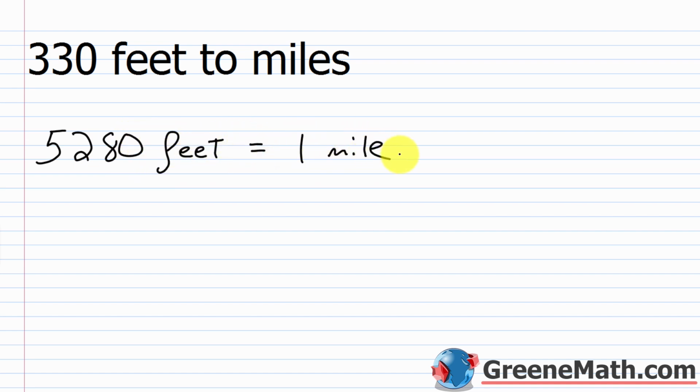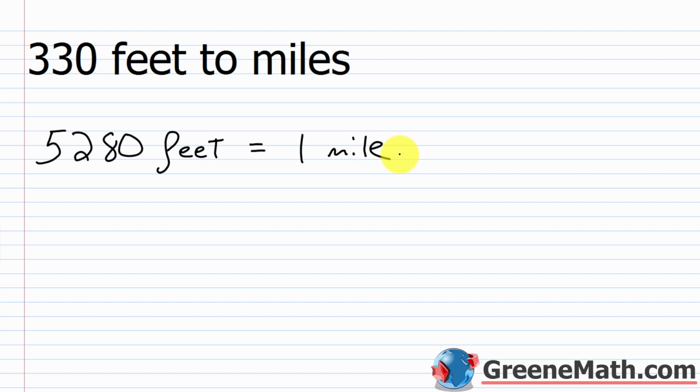All right, let's take a look at another one. We have 330 feet to miles. And this is one that you might not remember, right? What is the relationship between feet and miles? But again, as you look these things up as you're practicing, you're going to memorize them. And then when you get to your test, if your teacher's not nice enough to give you a cheat sheet, you'll know most of these off the top of your head. The relationship between feet and miles, you have 5,280 feet is equal to 1 mile.